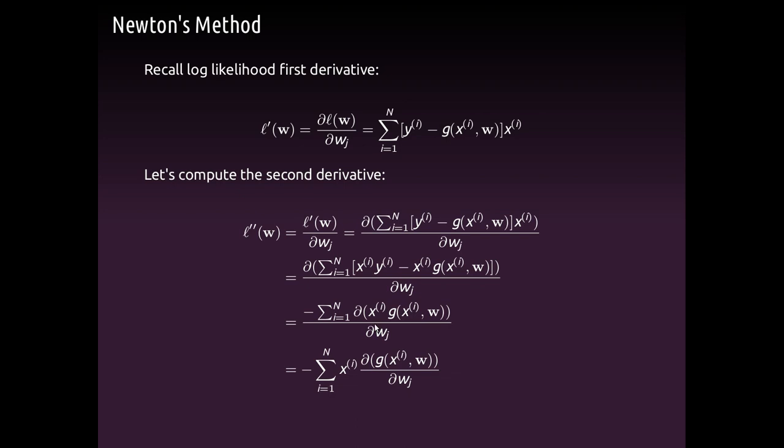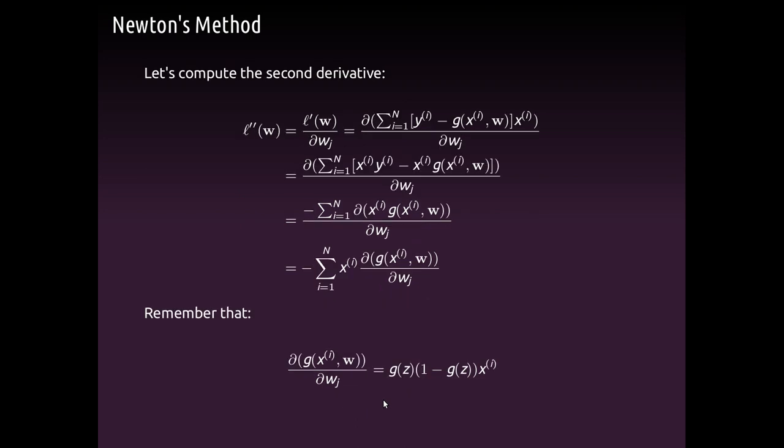We will send the x super i outside the differentiation, so it will be minus summation of x super i times the derivative of g of x super i and w with respect to the coefficients wj. And if you remember from the last video, we have computed this expression particularly, and we found that the derivative of g of x super i and w with respect to wj is equal to g of z multiplied by 1 minus g of z multiplied by x super i, where g of z is our logistic hypothesis.